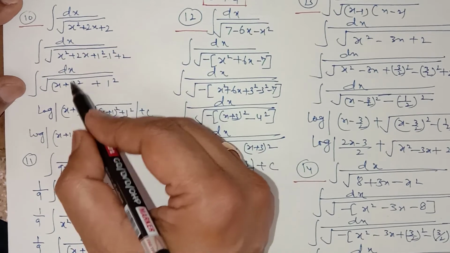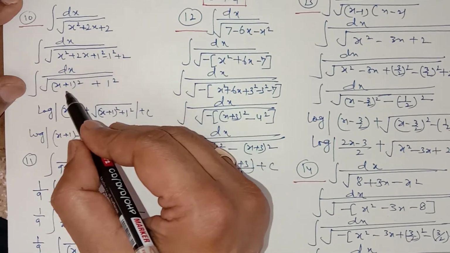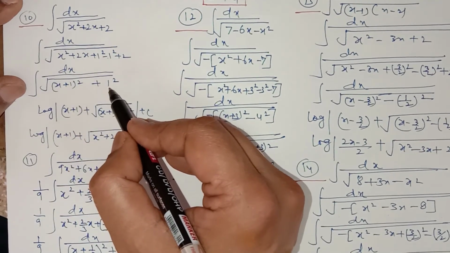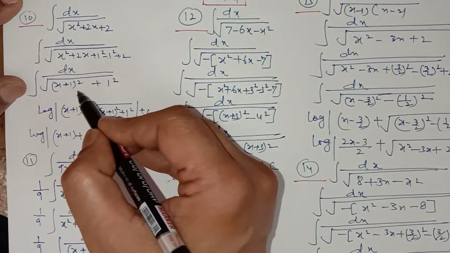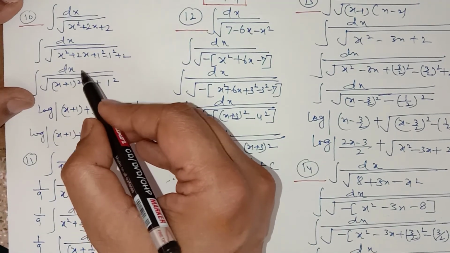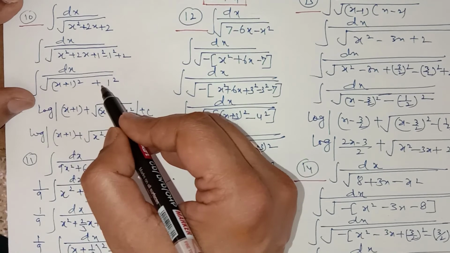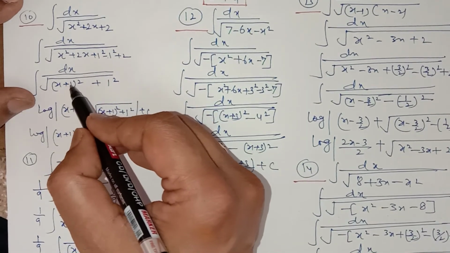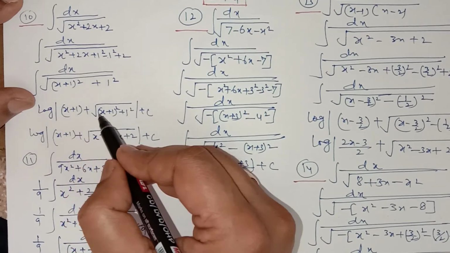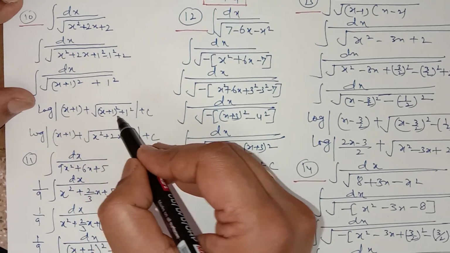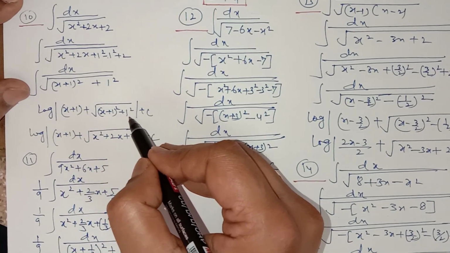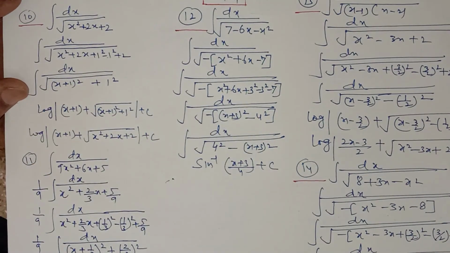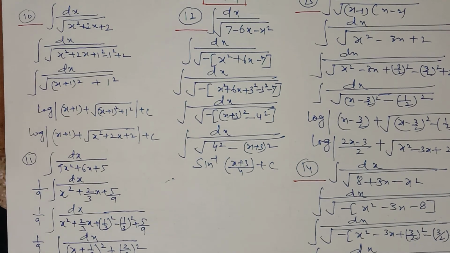So it has become a special integral of 1 upon under root x square plus a square. In place of x, we have x plus 1. So the special integral is log x plus under root x square plus a square. So replace the special integral. It is log x plus 1 plus under root x plus 1 whole square plus 1 square. Special integral of dx upon under root x square plus a square. We will continue this in the next lecture. Thank you.